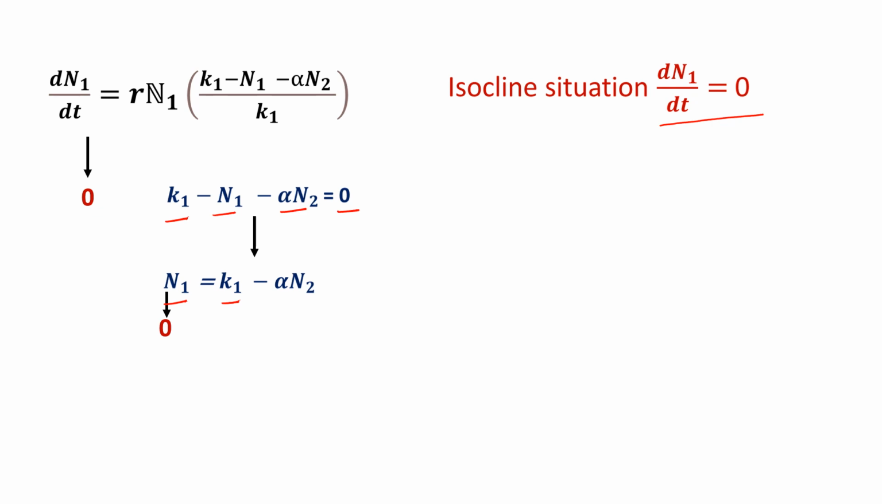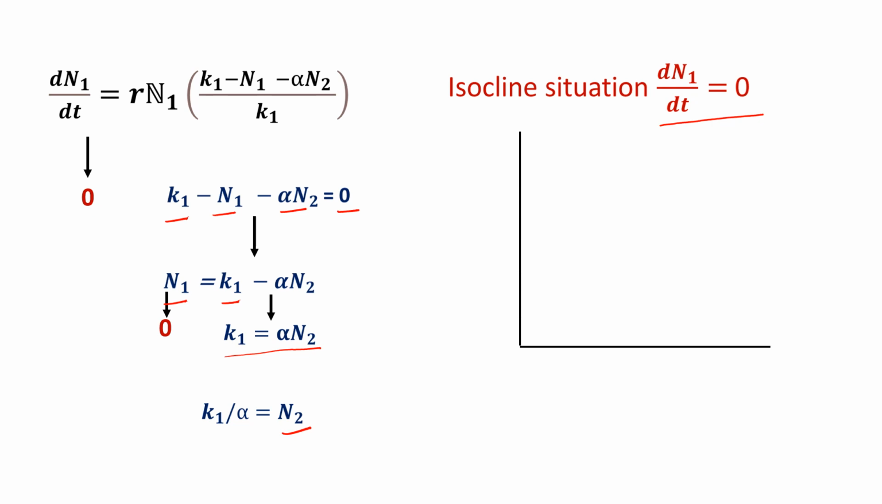Because at the isocline the rate of change is 0, suppose the species 1 individual is absent, then what would happen? K1 = alpha N2. So the carrying capacity for the first species will be equivalent to alpha N2. Now what would be the number of N2? The N2 number will be K1/alpha by solving this equation.